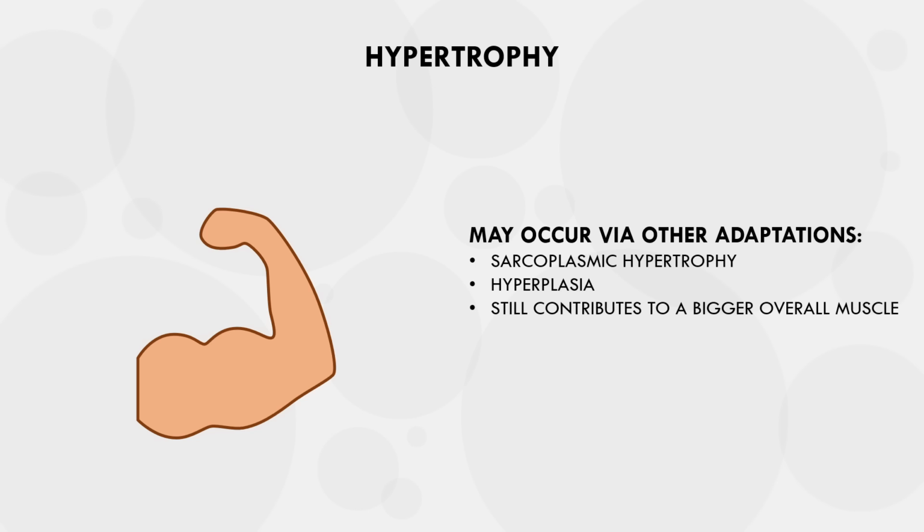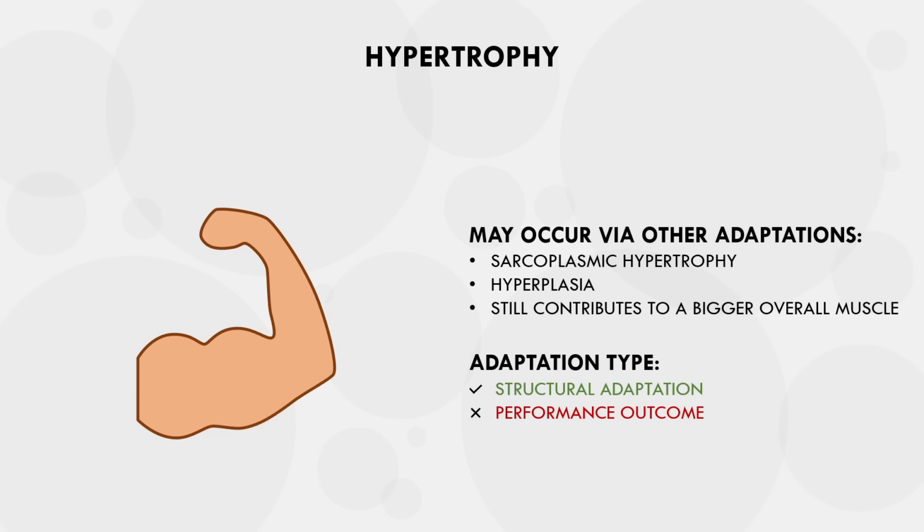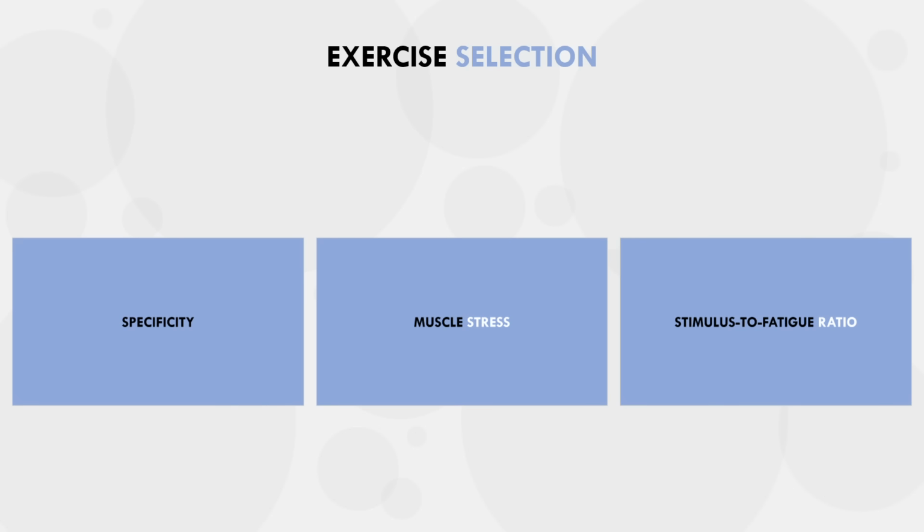For most people, we want to achieve hypertrophy for aesthetic purposes to make our physique look more muscular. So the key point to understand here is that unlike strength, hypertrophy is a structural adaptation, not a performance outcome. These definitions are important to understand because they will determine how we modify our training to preference each training goal. Now that we understand the differences between strength and hypertrophy, let's cover how exercise selection may differ when training for each goal. The first factor to consider for exercise selection is the principle of specificity.